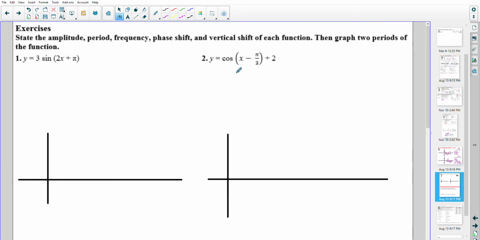I'd like to do one more example and take a look at this one, number 2, and go ahead and get, again, the particulars. The amplitude is equal to 1. The period is going to be 2 pi over b, which is just 2 pi. Units are going to be 2 pi over 4. And the phase shift is negative c over b, negative pi over 3 over 1, which is pi over 3.